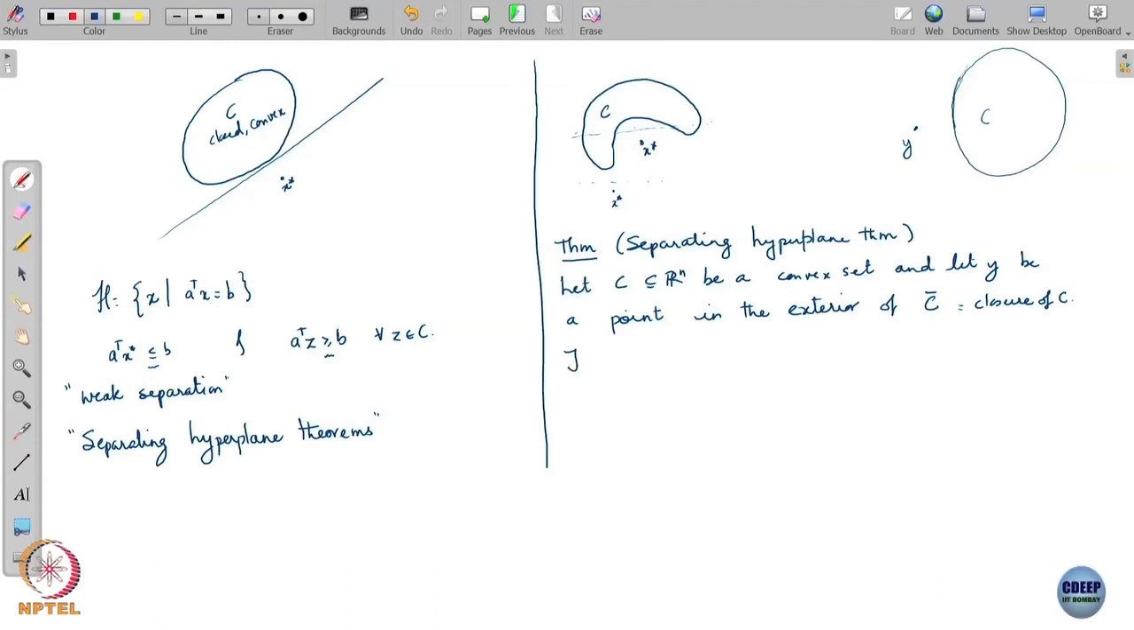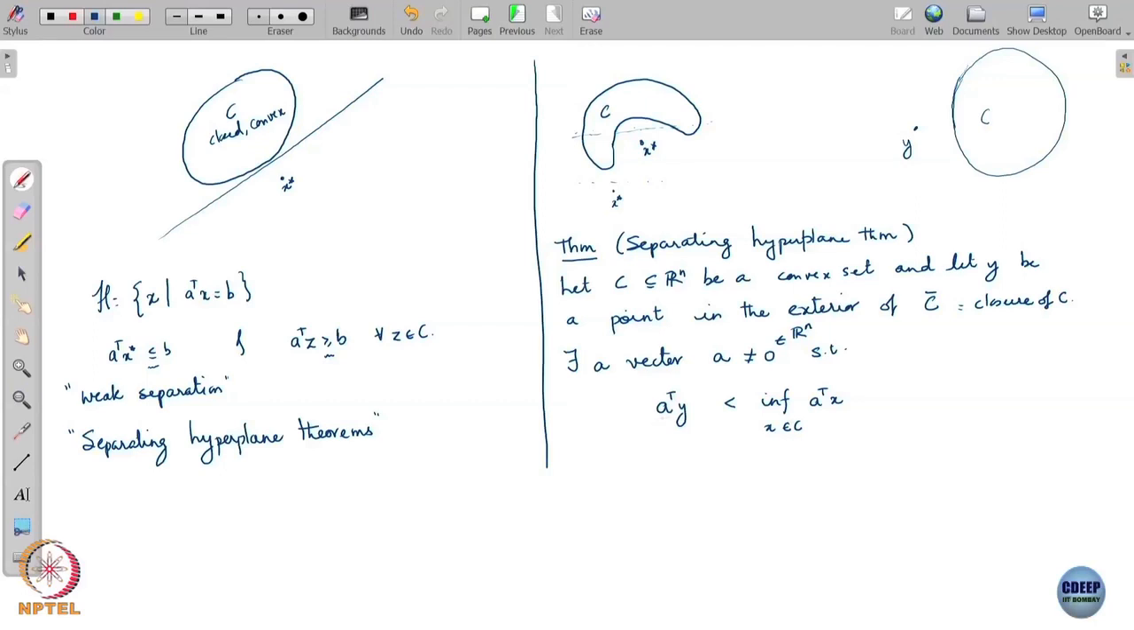Then the claim is there exists a vector A not equal to 0 such that A transpose Y is less than the infimum of A transpose X as X ranges over C. So, there exists a vector A in Rn, not equal to 0, such that A transpose Y is less than the infimum of A transpose X as X ranges over C. Now, how does this define a separating hyperplane? For that, the normal to the hyperplane is the vector A.